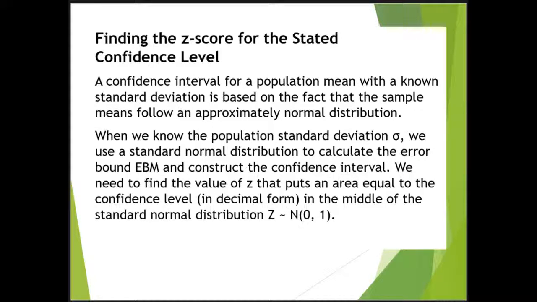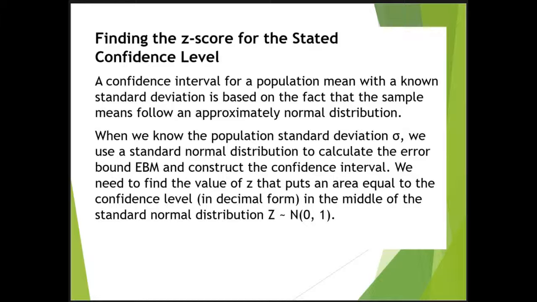Finding the z-score for the stated confidence interval. A confidence interval for a population mean with a known standard deviation is based on the fact that the sample mean follows a normal distribution. So when we know the population standard deviation, we use a standard normal distribution to calculate the EBM and construct the confidence interval.